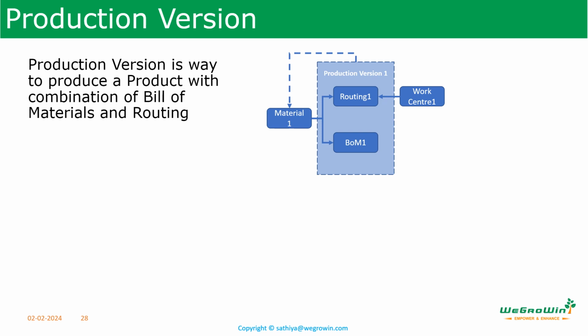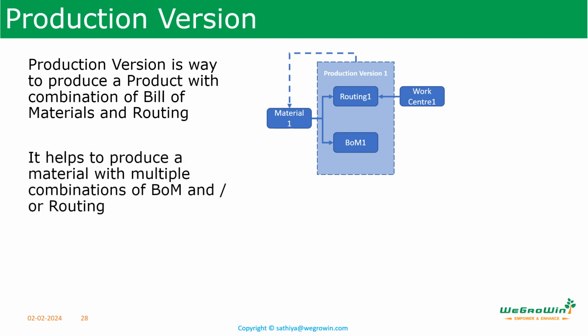Production version is a way to produce a product with a combination of bill of materials and routing. Production versions support producing a product in different combinations of BOM and routing. This includes, for example, a material having one routing but multiple bills of material. So for each BOM and the same routing, the system needs a separate production version to denote the uniqueness of the different ways to produce the product.